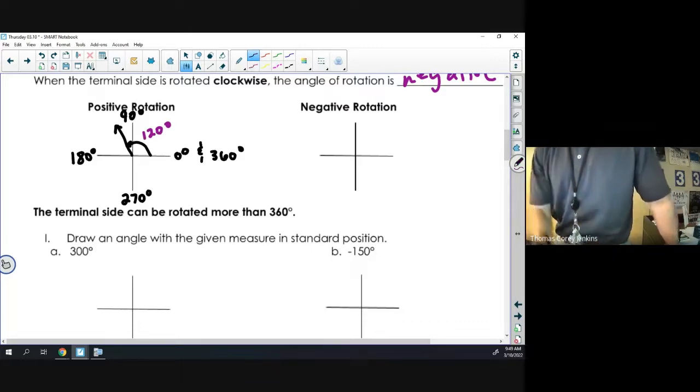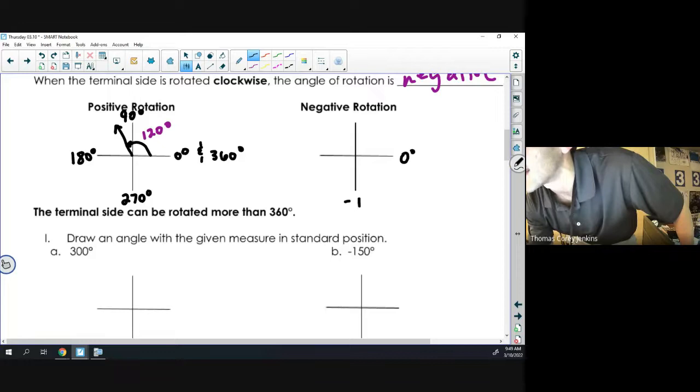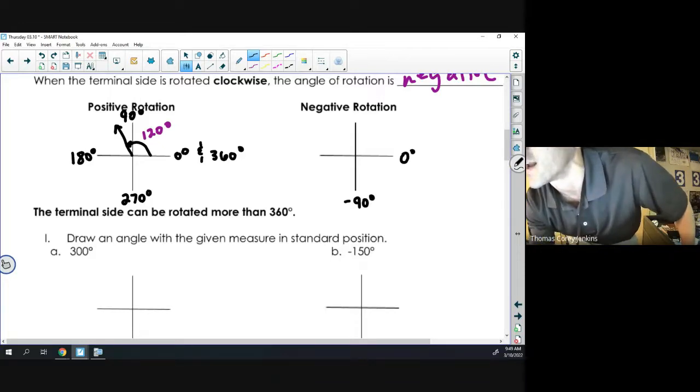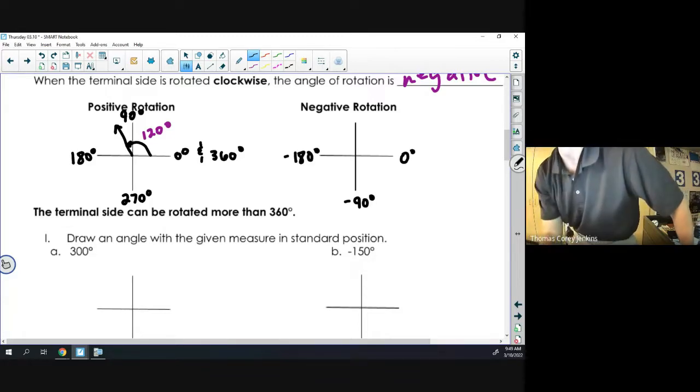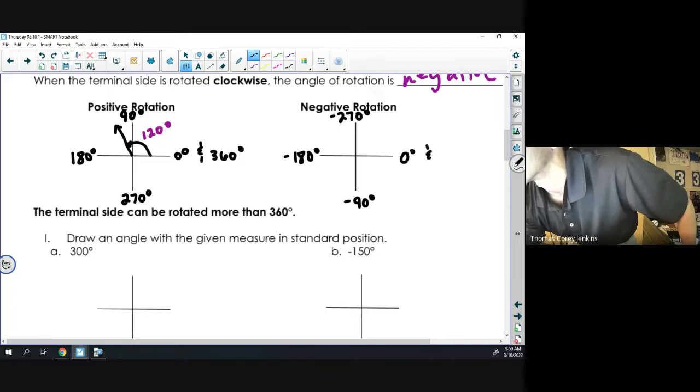All right. So then a negative rotation. This time this is still 0. And then negative 90 is where 270 is. Negative 180 is where 180 is, because half a turn's half a turn either way. And then negative 270 is where positive 90 was. And we can call it 0 and 360, or we could call it 0 and negative 360.